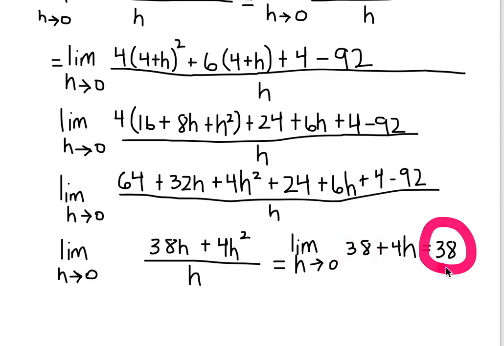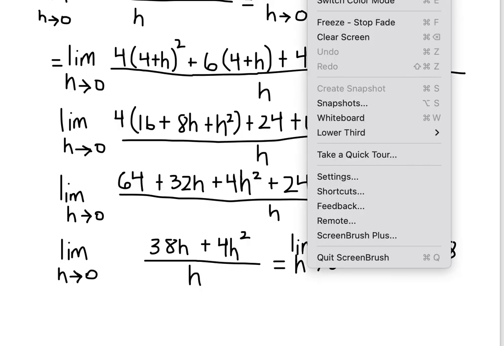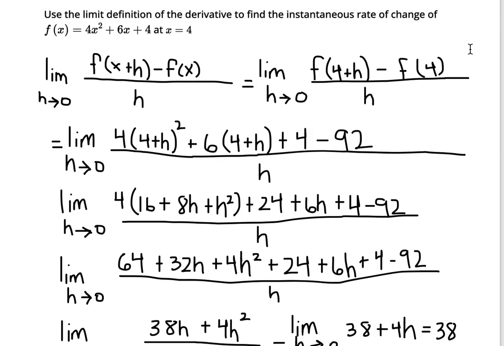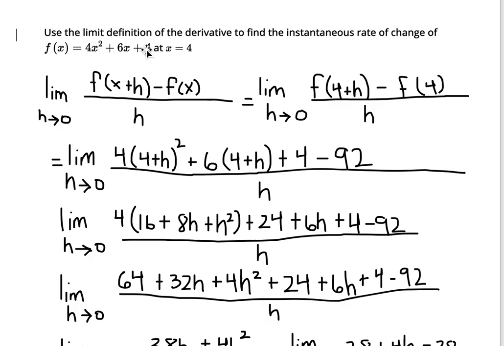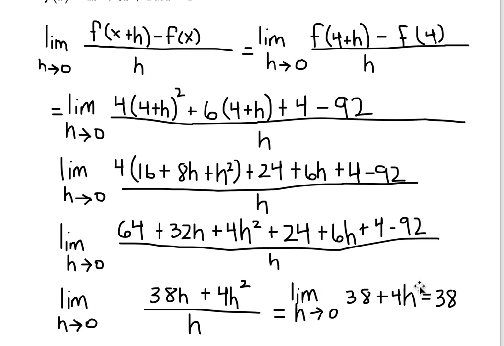So what this 38 means is that if I find the tangent line to 4x squared plus 6x plus 4 at specifically this point, x equals 4, the slope of that tangent line is going to be 38.